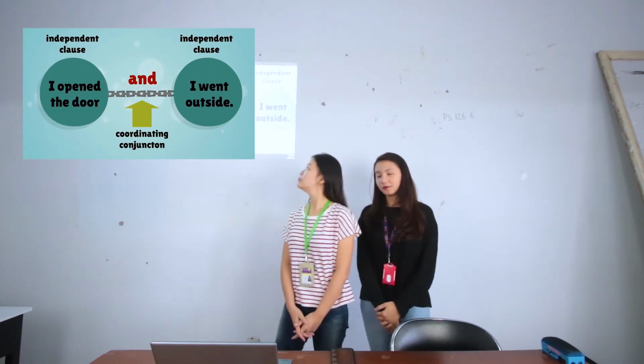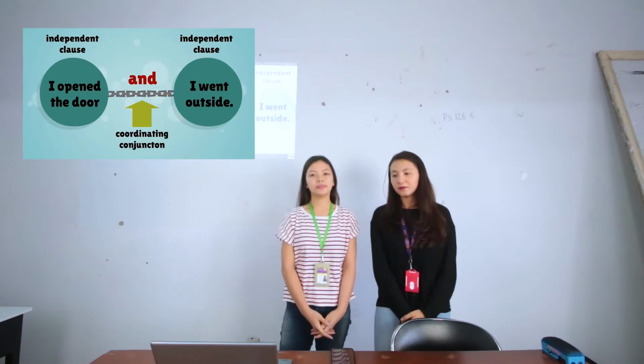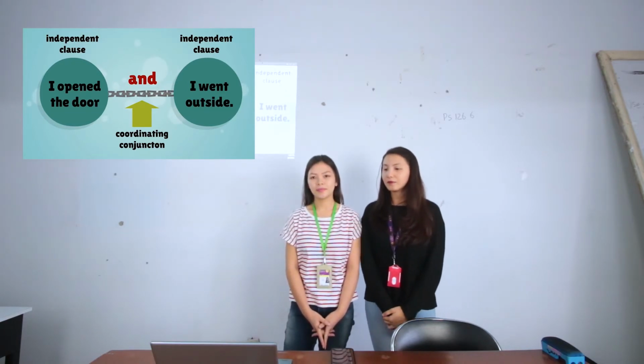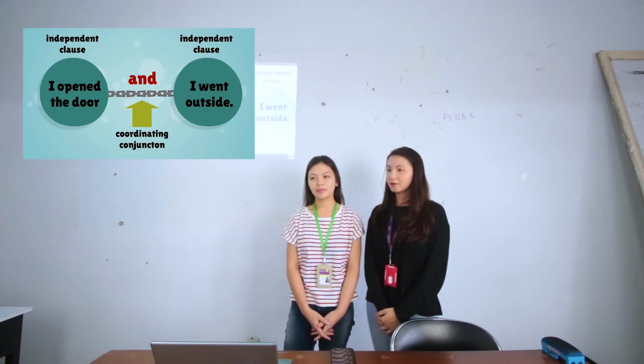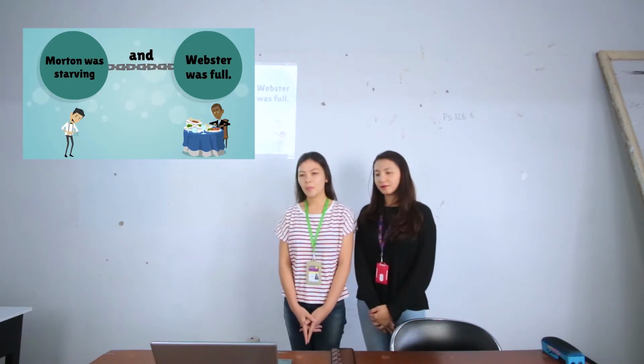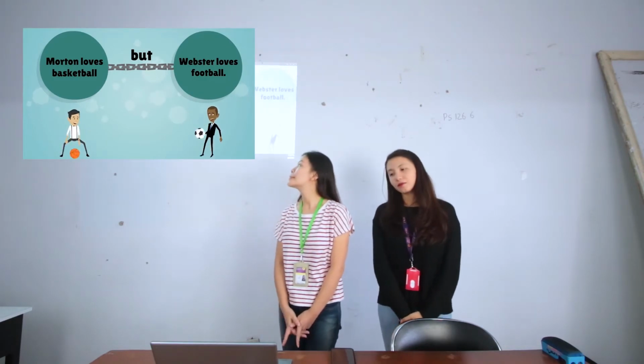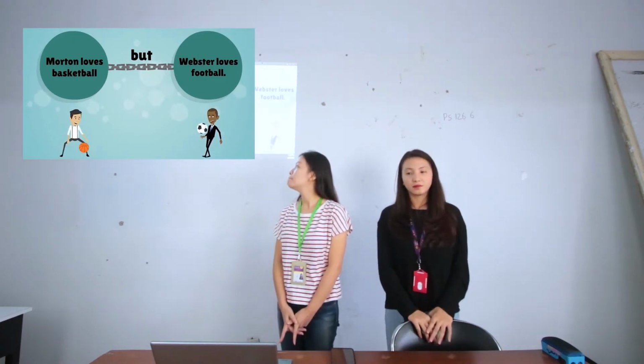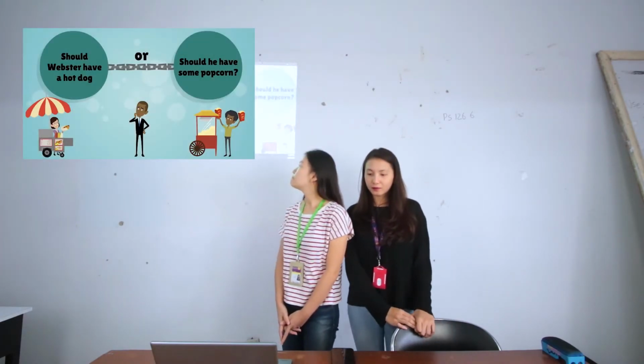So, what does all of this look like in reality? Here's an example. I opened the door, and I went outside. Notice that both of our independent clauses are single, complete thoughts, and that each could stand on its own as a simple sentence. Here are a few more examples. Morton was starving, and Webster was full. Again, notice that we've got two complete thoughts of equal importance linked by our coordinating conjunction, and that each could be a sentence on its own. Morton loves basketball, but Webster loves football. And finally, should Webster have a hot dog, or should he have some popcorn?